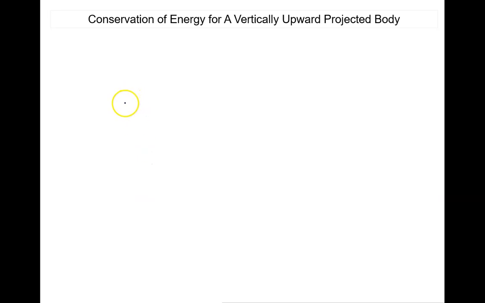Conservation of energy for a vertically upward projected body. Let's say there is a body of mass m and we vertically throw it with velocity v, and of course gravity is acting in the downward direction, that is small g.